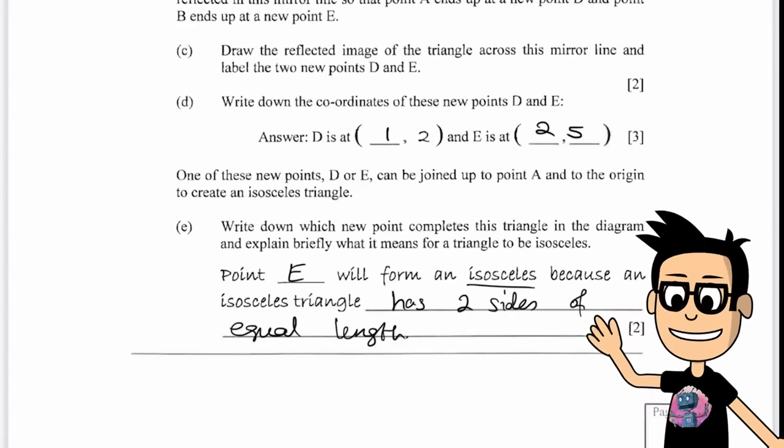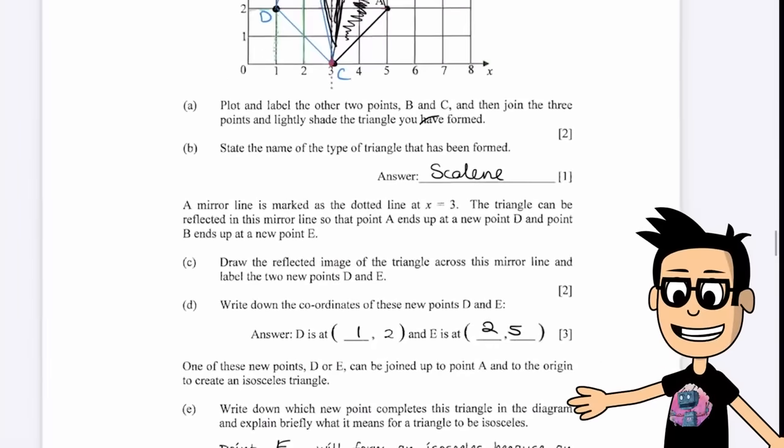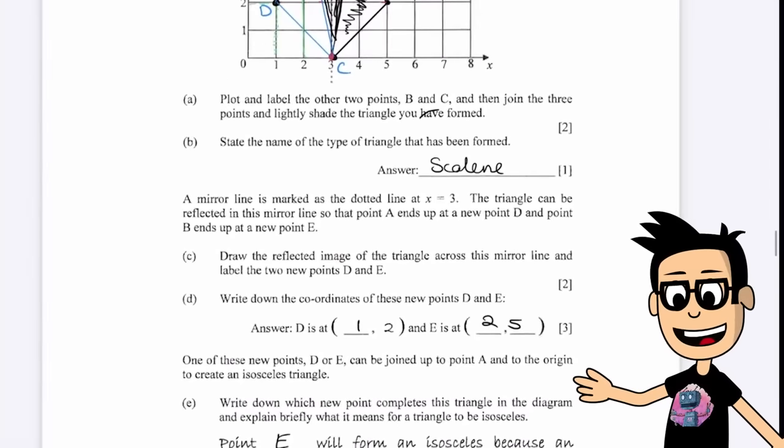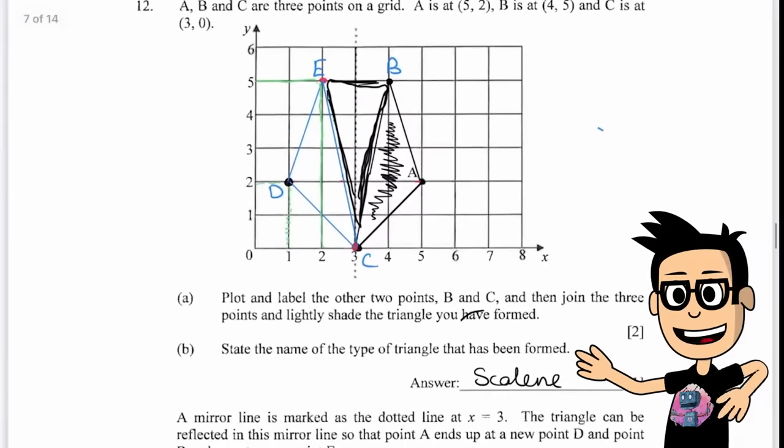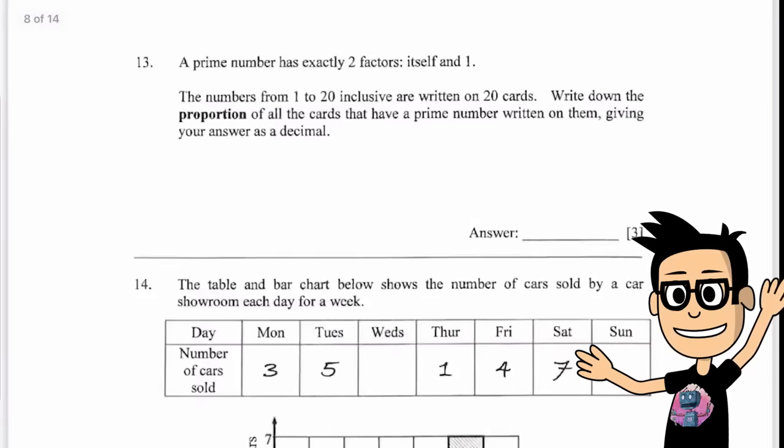And there we are. So I hope that was clear. And that again would give you 10 marks. So this is quite a significant question within the paper. So let's keep up the great work and let's move over to question 13.